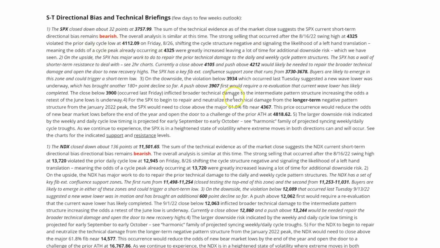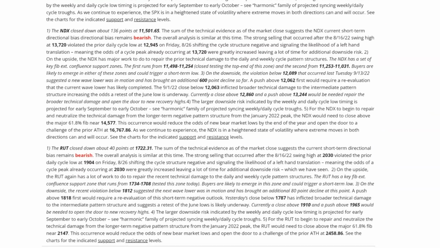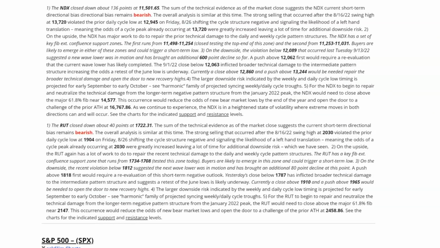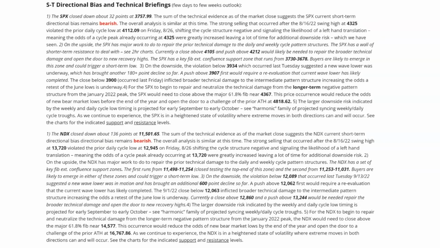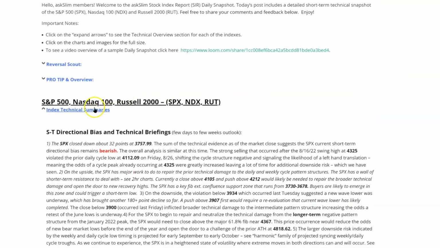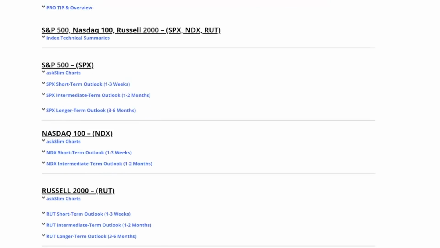You can see bearish right there, all of the important numbers for the S&P 500, NASDAQ, and the Russell. So I'm just going to stop it right here so that you can get a little screenshot if you want of this and take a look at that. Of course, our members get the updates on this every single day. So that's the technical summaries that are in there. It's not really what I wanted to show you.